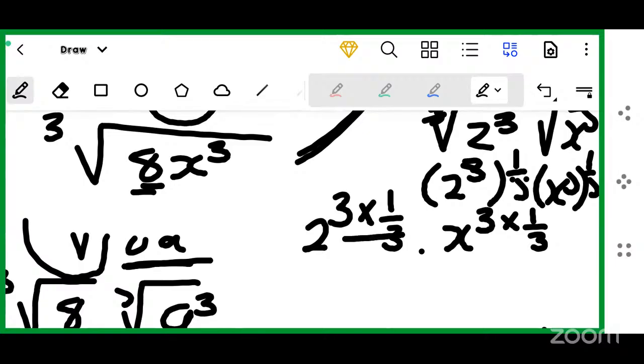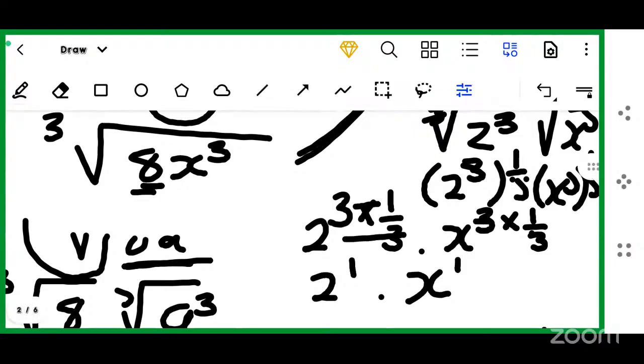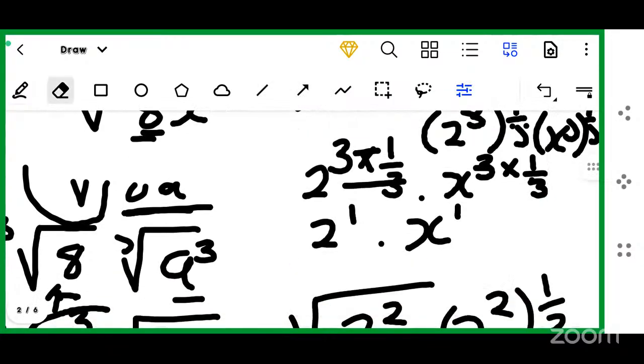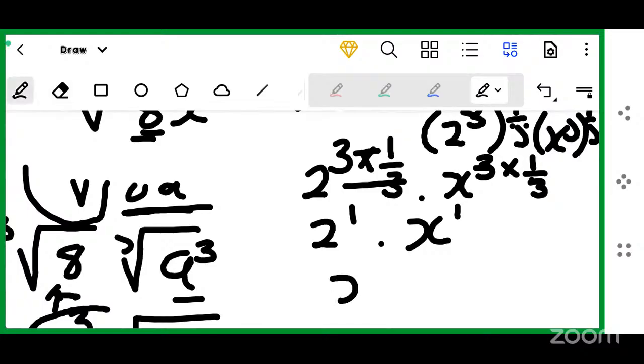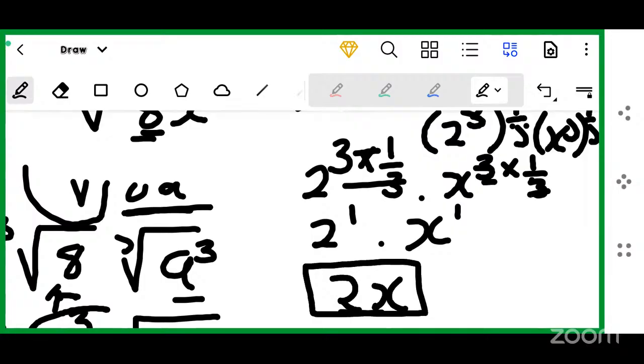If you multiply this, you're going to have 3 over 3, which can be written as 2 to the power of 1, multiplied by x to the power of 1, because these cancel each other. So when you multiply these two, you're going to remain with 2x, because the 3 and the 3 cancel each other. Are you okay there? Yes, ma'am. Okay, you sure I didn't confuse you? No, ma'am. Okay, no problem.